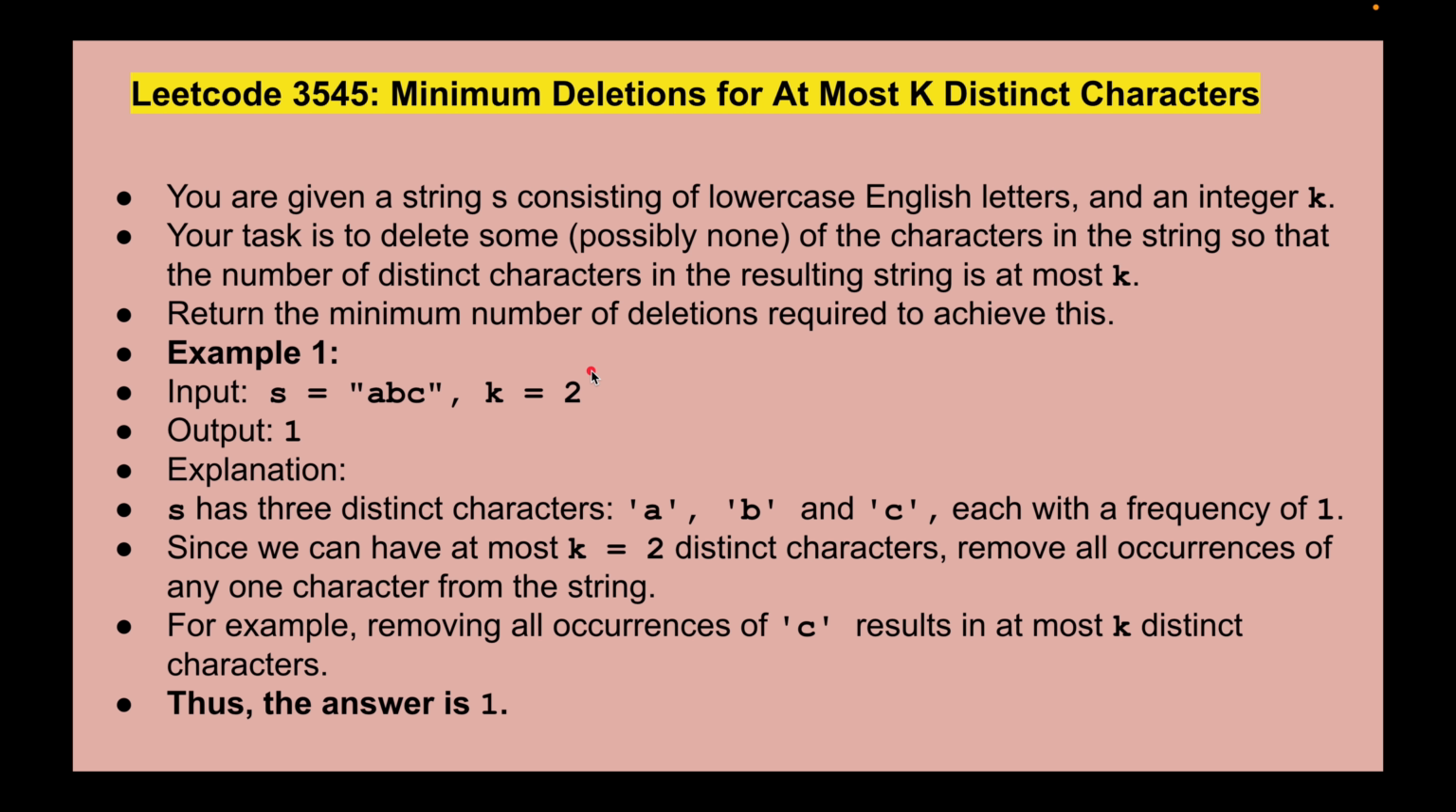And what is our goal? Our goal is to delete as few characters as possible so that the resulting string has at most k distinct characters, right? For this example, k requires 2 distinct characters, and for that how many characters do we have to remove? 1 character we can remove, right? So the number of deletions we have to return is only 1. Or you can say you remove all of c, right?